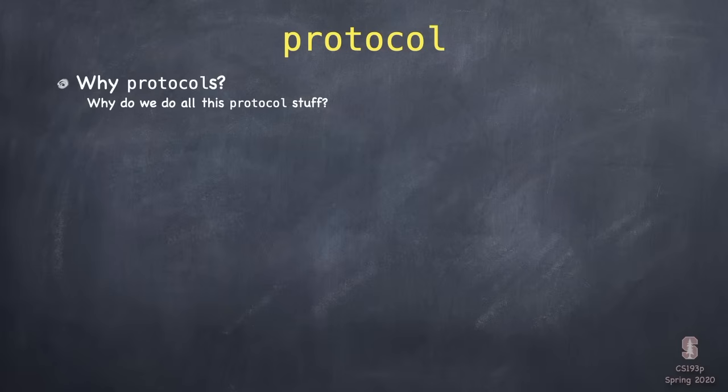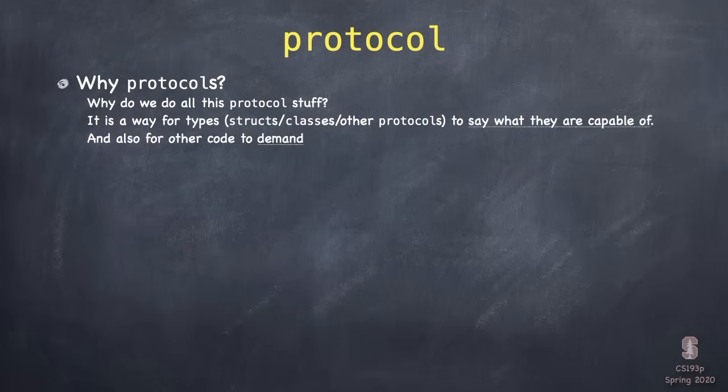Why do we do all this protocol stuff? Now, for those of you who are coming from object-oriented programming, this is going to seem like, what's going on here? Why do we do this? Well, there's a really good conceptual reason why we're doing this. Protocols are a way for types, structs and classes, other protocols, even enums, which we haven't talked about, to say what they are capable of, what functions they can do, what vars they have on them.